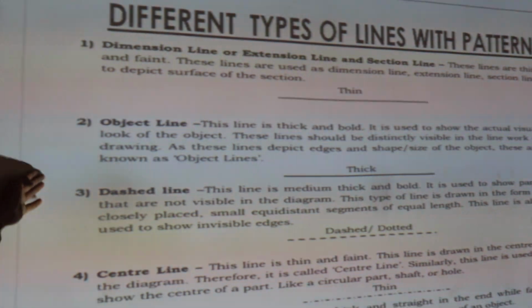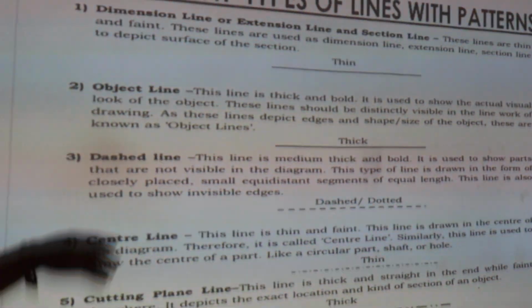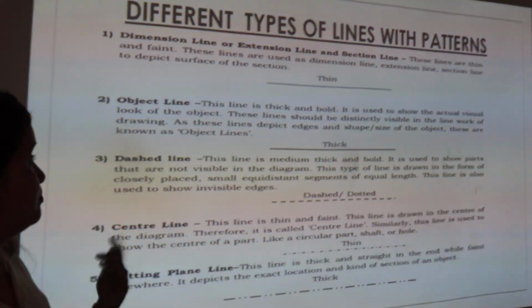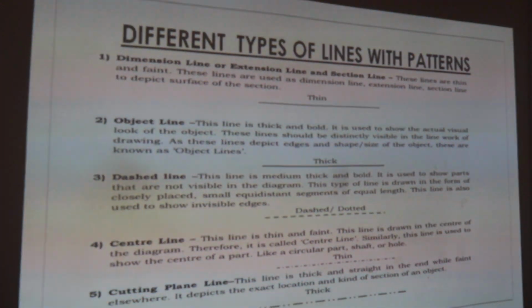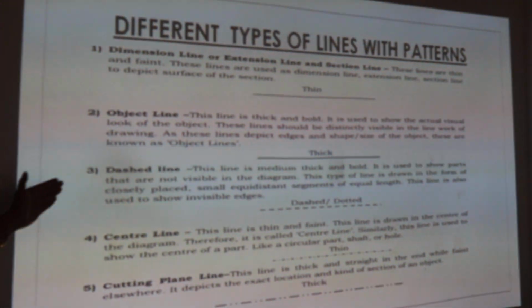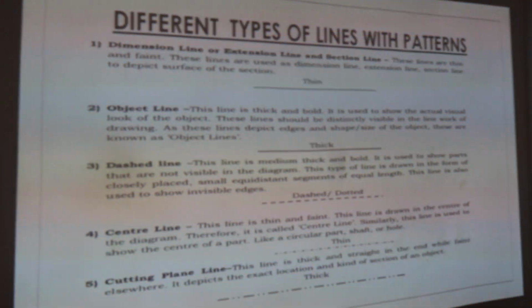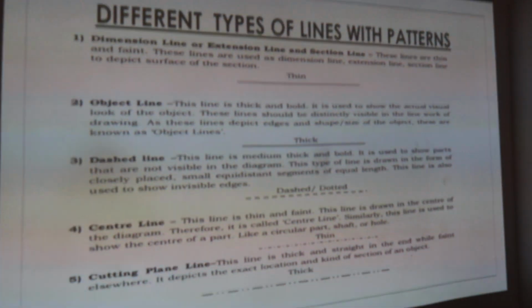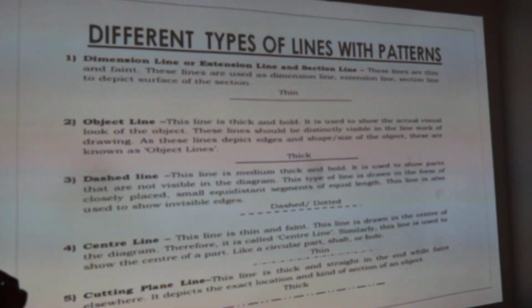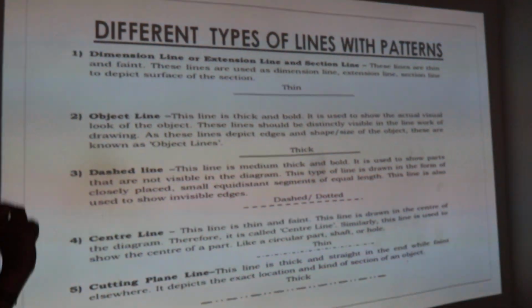Like the dimension line, we have the object line, but the object line is quite thick and bold. It is used to draw the objects. Now we'll go to the dashed line. As everyone knows, you have seen in diagrams what a dashed or dotted line is. Dashed lines are given while you use the visible edges. Suppose you drew a circle and you don't want to draw it in a very distinct manner, you can just draw it with a dashed line.